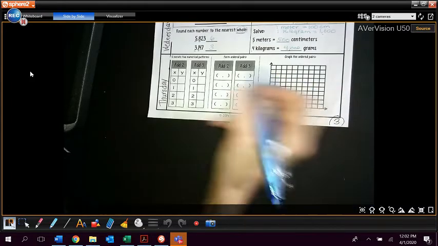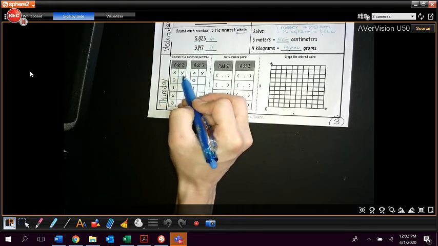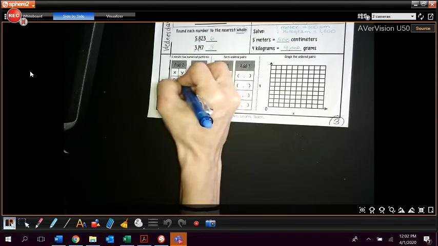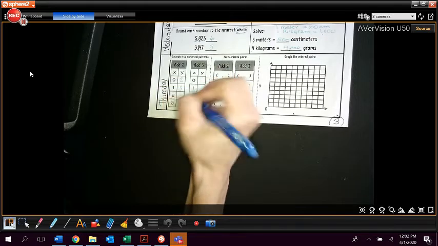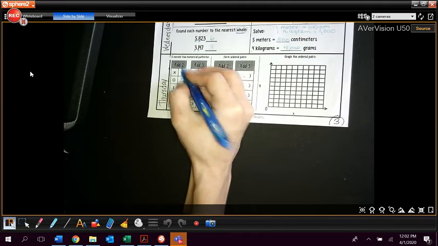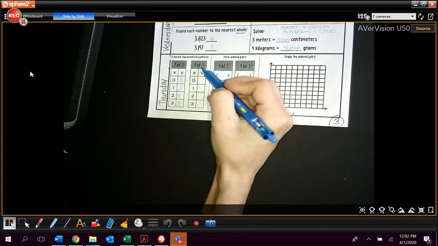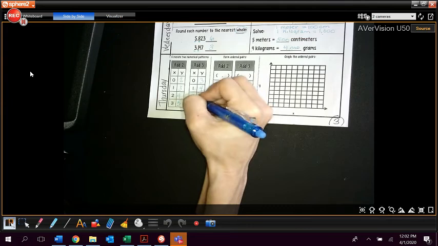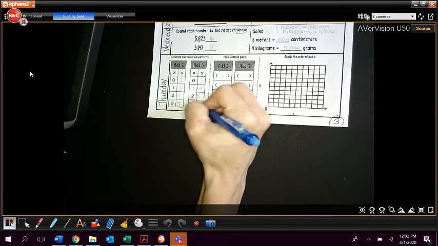So Thursday, we are following the rule on the top. If it's adding 2, we're going to be adding 2 to our y. So 0 plus 2 gives us 2. 1 plus 2 gives us 3. 2 plus 2 gives us 4. 3 plus 2 gives us 5. And here we are adding 3. 0 plus 3 gives us 3. 1 plus 3 gives us 4. 2 plus 3 gives us 5. And then 3 plus 3 gives us 6.